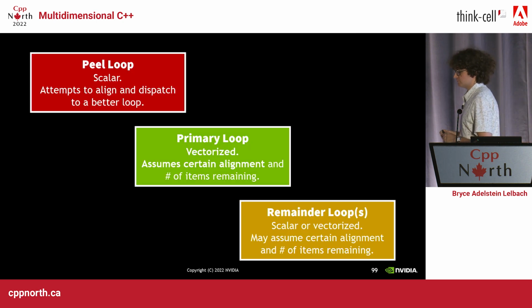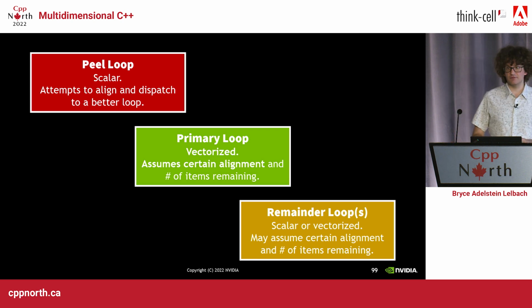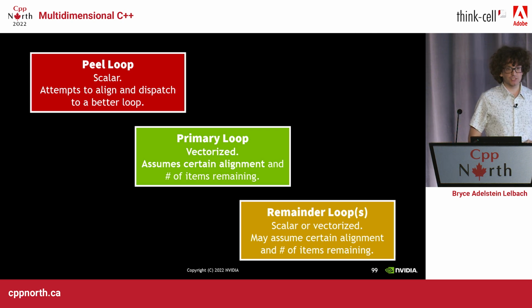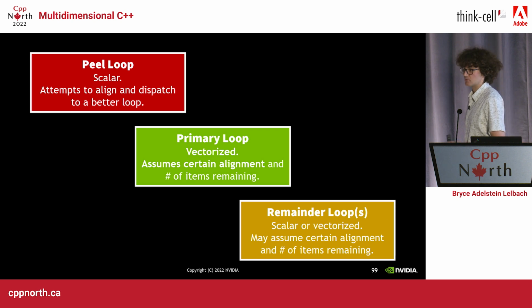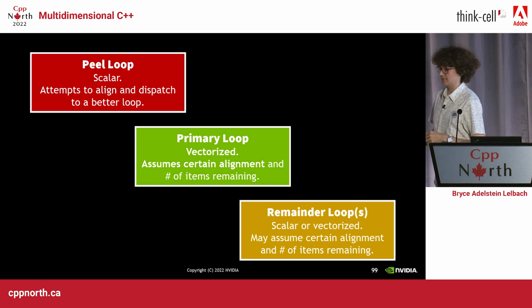So modern vectorizing compilers for languages like C and C++ are pretty clever. When vectorizing a loop, they will typically break it down into three different kinds of loops. First, if needed, they will generate a peel loop. A peel loop is a scalar loop that will attempt to align the inputs and dispatch to a better loop. What I mean by that is if the compiler can't prove that the pointers being used in the loop are aligned, then it'll generate a loop that does some iterations at runtime, and after each iteration it checks whether we're aligned now. And if we are aligned, then we can dispatch to a better loop, specifically a vectorized loop.